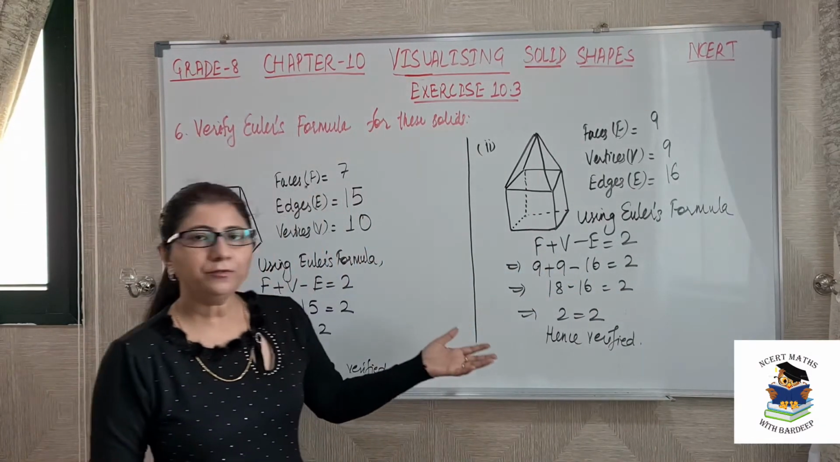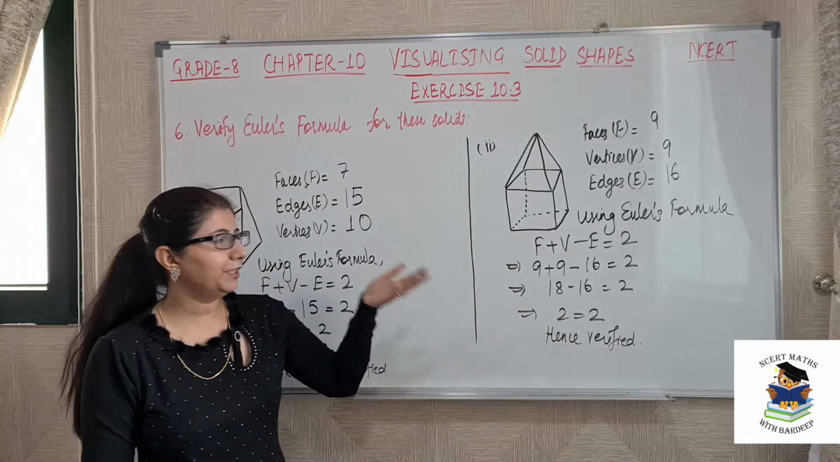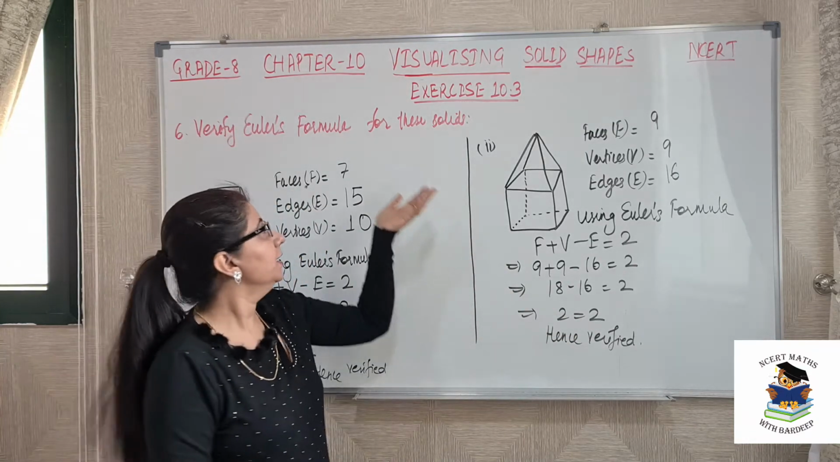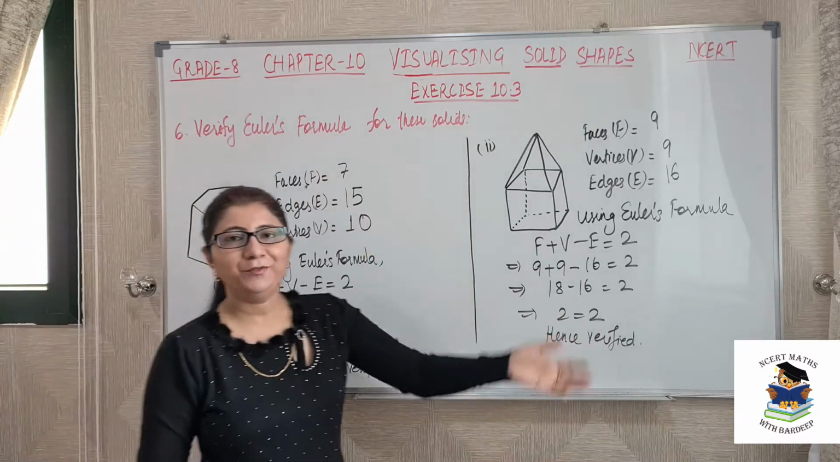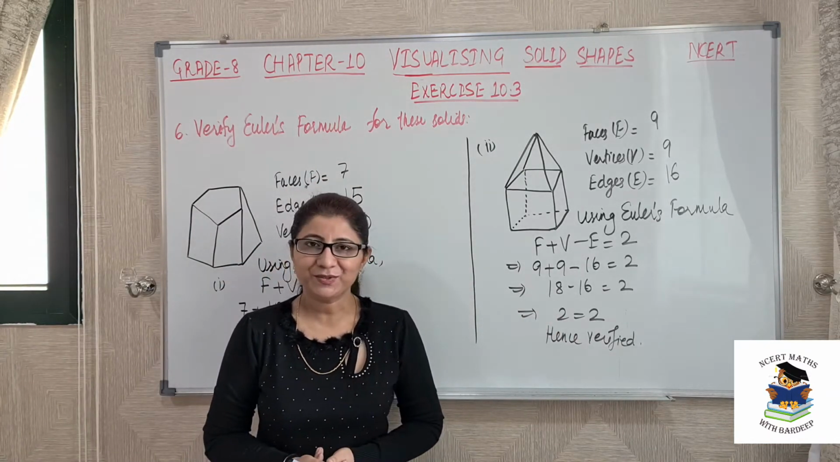Okay. So if your left hand side value is equal to right hand side, this is a polyhedron. If it is not, then that will not be a polyhedron. So in this case we need to verify and we have verified. So this is our 6th question. Now let's see the next one.